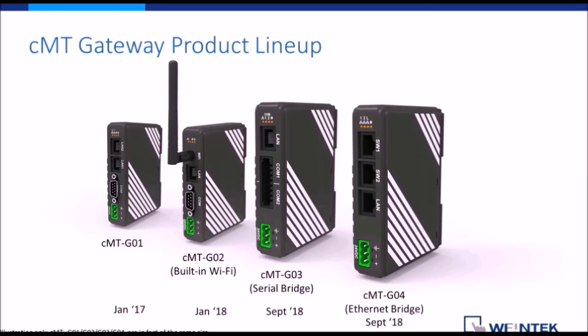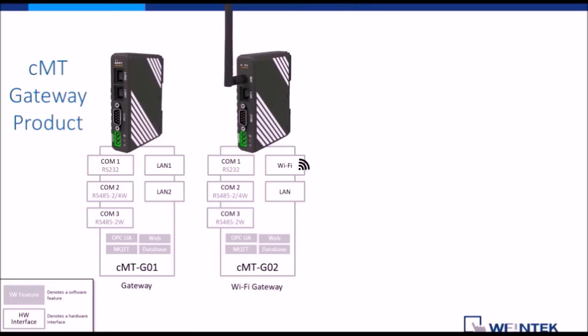We announced our first gateway product in January 2017, and a year later we came out with a Wi-Fi version. And not too long ago, a few months ago, we announced a different branch of our gateway products, which are the bridge products. So this is G03 and G04. Let's take a short look at what they are.